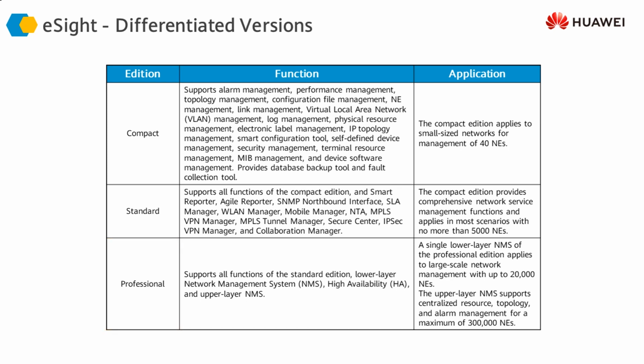The compact edition supports all these different features, and it supports up to 40 network elements, or 40 devices, we can say in simple terms. Then the standard edition supports 5,000 network elements, and the professional edition supports 20,000, and based on the architecture that we're using or the solution that we are deploying, it can go up to 300,000 NEs or network elements.